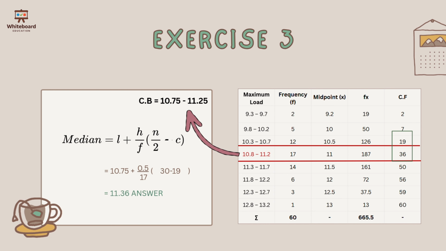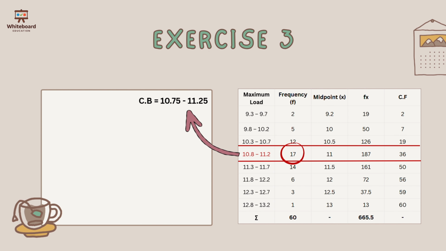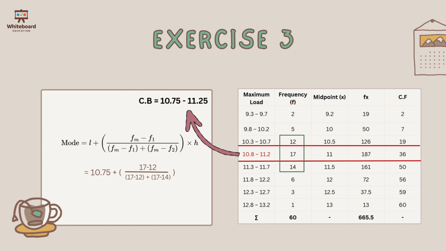Now, finding the mode. We find the largest frequency, that is in the same class as the median class. So now, we use the mode formula for grouped data. L is the lower class boundary 10.75 plus FM 17 minus F1 8 over 17 minus 12 plus 17 minus 14. Here FM is the frequency of the mode class, F1 is its preceding class frequency and F2 is the frequency of the class after it. The h is 0.5 as we know. Hence calculating all we get the answer 11.06.